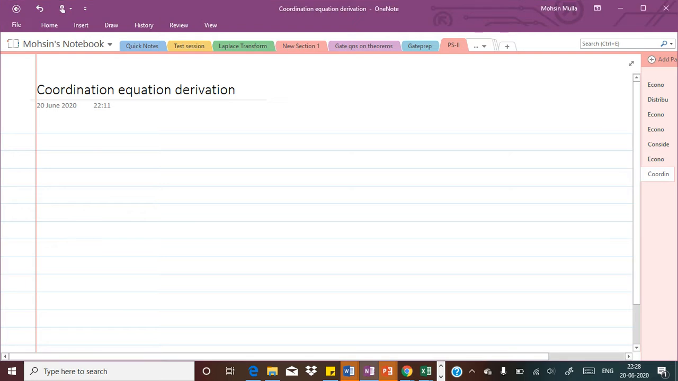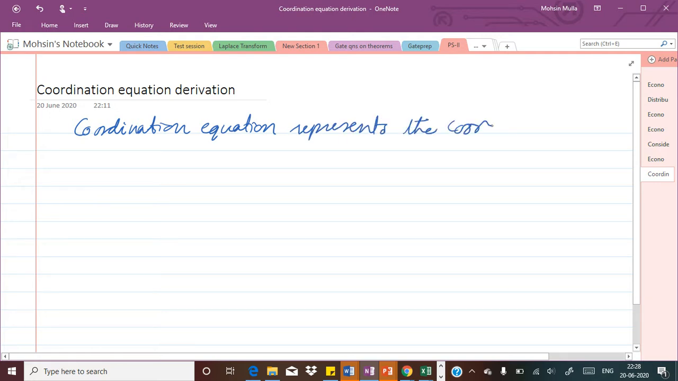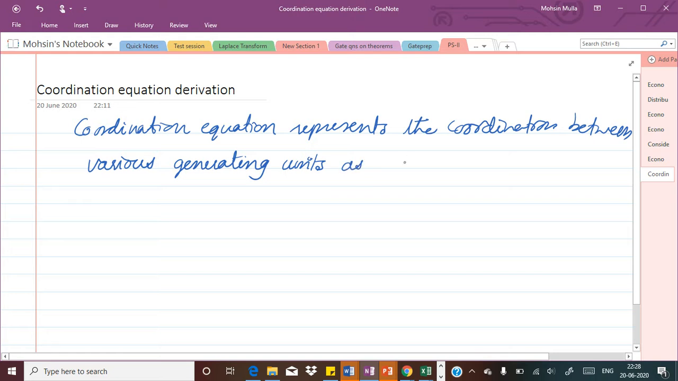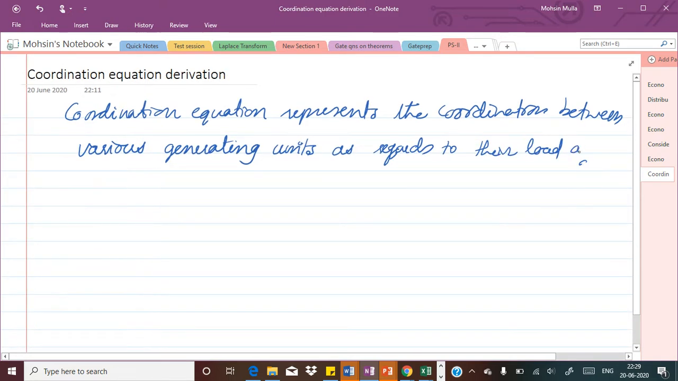Coordination equation represents the coordination between various generating units as regards to their load allocation.